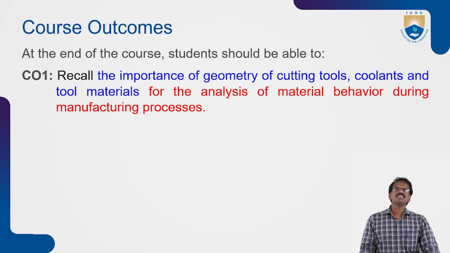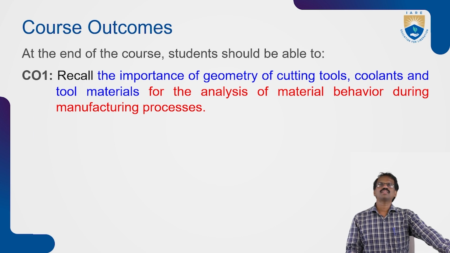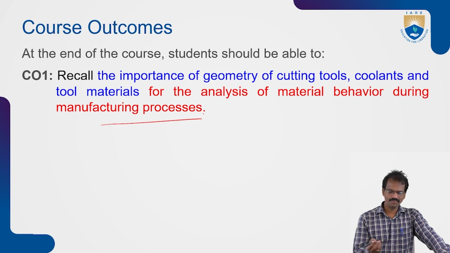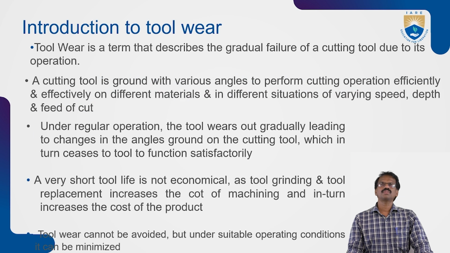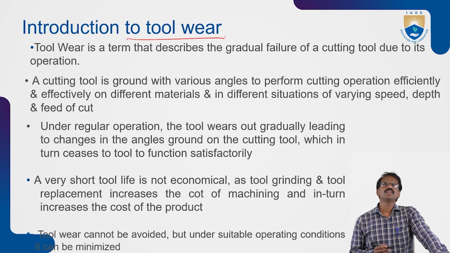So this one is the course outcome. At the end of the course, students should be able to select coolants and tool materials for the analysis of material behavior during the manufacturing process. We'll see first, tool life is mainly dependent upon the tool wear. So first of all, we'll see what is tool wear.